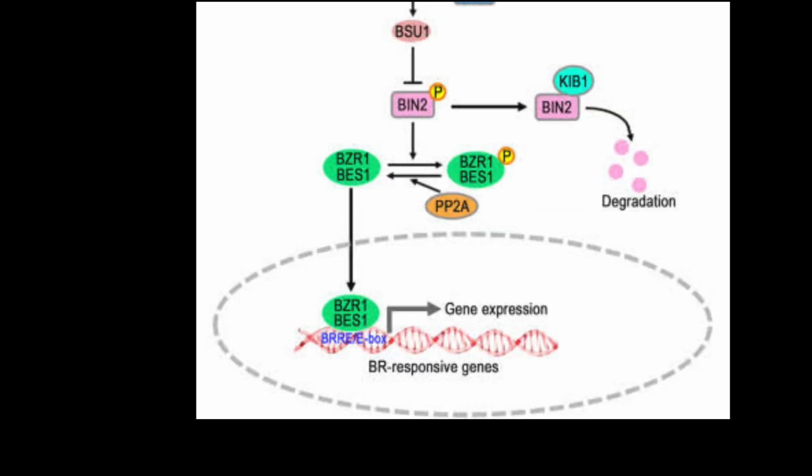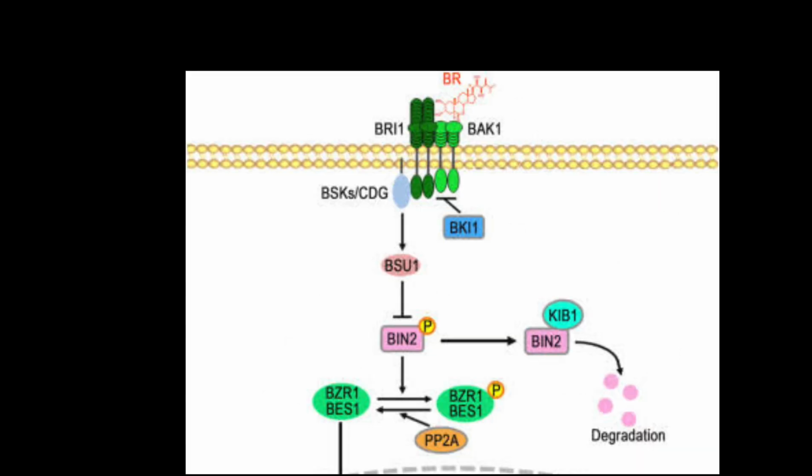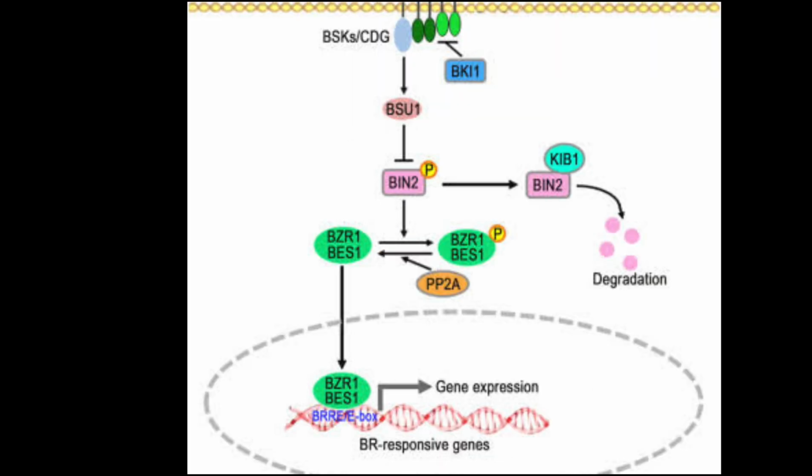If we see the diagrammatic representation of this, inside the cell membrane, BR binds to BRI1 plus BAK1, and it gives a signal. Then in the cytoplasm, the signals inactivate BIN2 and then activate BZR1 and BES1. In the nucleus, BZR1 and BES1 then activate BR responsive genes. The key genes regulated by BR signaling are growth related genes, that is cell elongation and cell division; stress responsive genes, which are antioxidant enzyme regulation; and developmental genes, which are flowering, seed germination and root development.